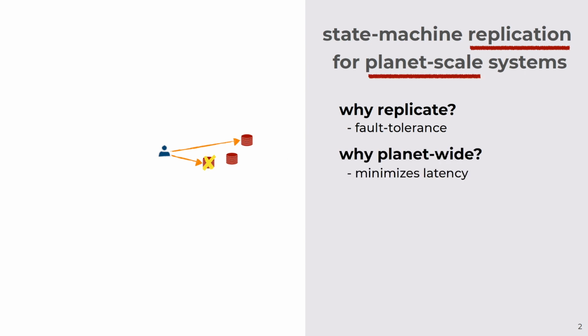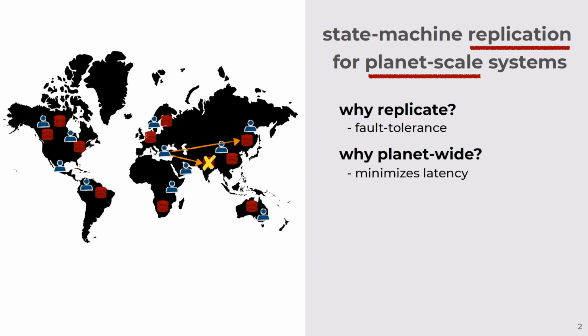And we do this on a planet scale to minimize latency, which may happen since users can access the system through the closest replica. Since with replication we have several copies of the data, possibly being modified by multiple users, it comes the question of how consistent is the data being replicated.